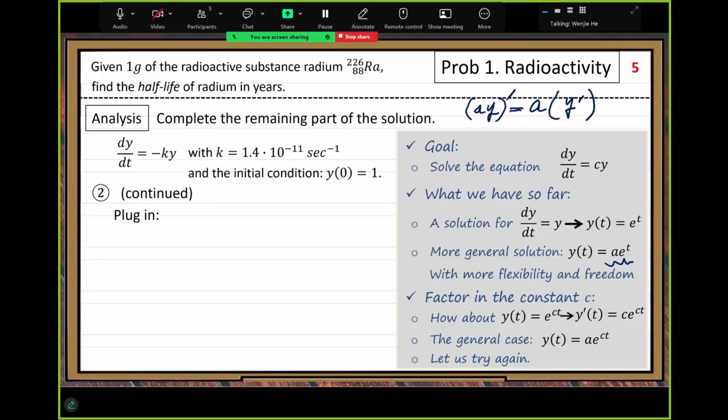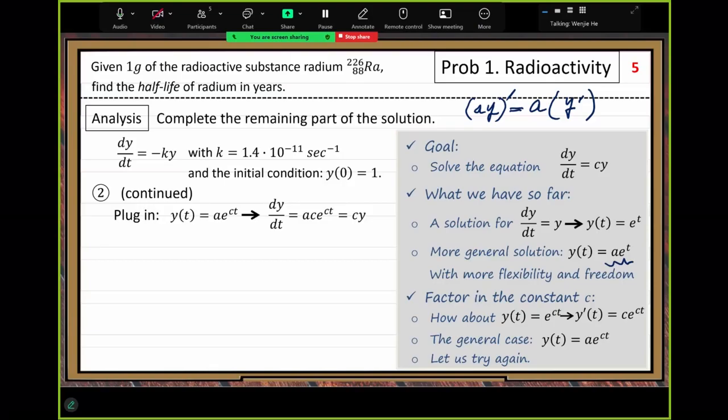Let's plug in. We start from this general function here, but we need to plug in the initial condition. When t equals 0, its value is 1. Let's plug in t equals 0. Here we verify. This step is the verification. We want to see if this function is really the solution of this original equation. So that's the verification.